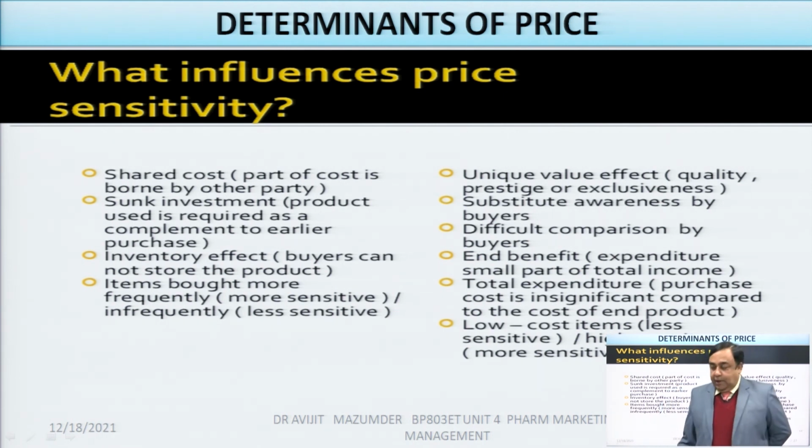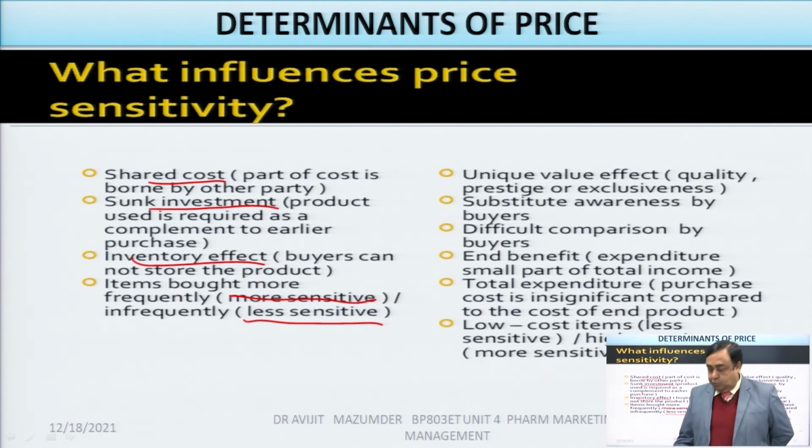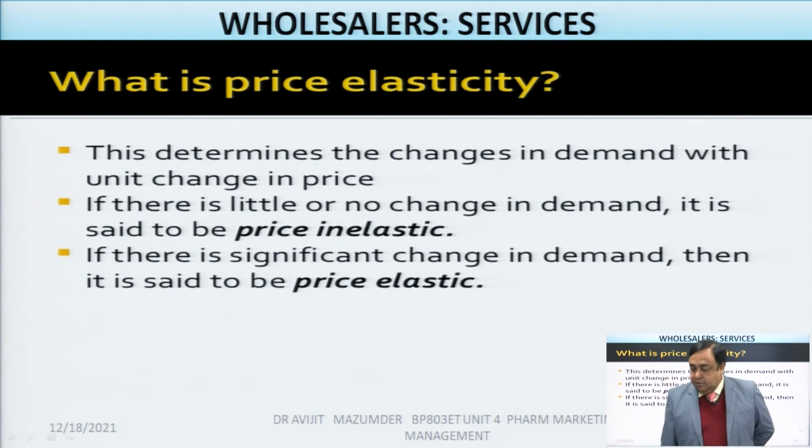What influences the price sensitivity? It depends on the shared cost, sunk investment, and inventory effect. Items which are bought more frequently are more sensitive to changes in price, and the items which are purchased less frequently are less sensitive to the price change. What is price elasticity?